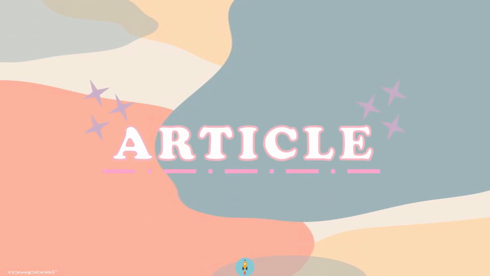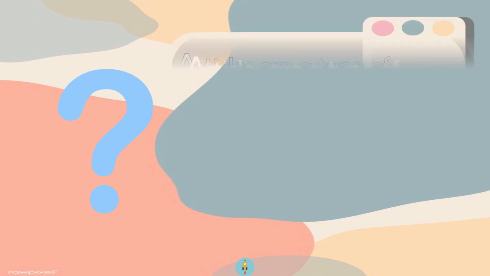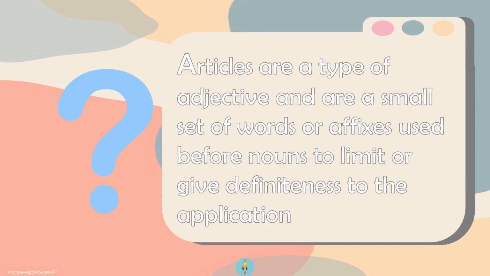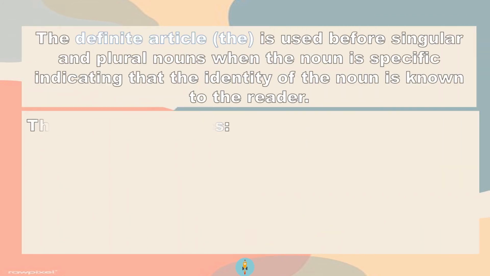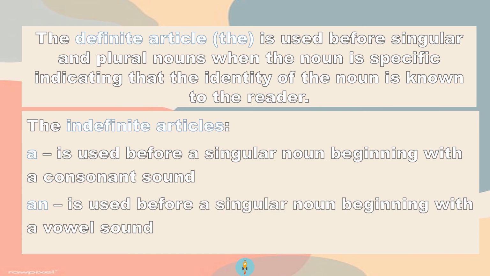Now we're down to our last part of speech, the articles. Articles are a type of adjective and are a small set of words or affixes used before nouns to limit or give definiteness to the application. The definite article, the, is used before singular and plural nouns when the noun is specific, indicating that the identity of the noun is known to the reader.